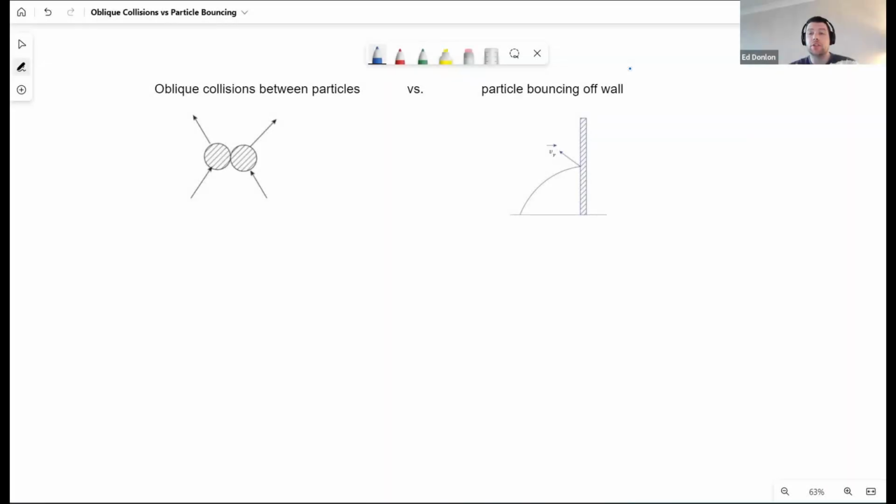Hi all, so today I wanted to give a small but important distinction between two similar looking but differently treated questions. So we're looking at questions involving particles that collide, or a particle that bounces off a boundary, such as a particle bouncing off a wall. And I just want to clarify how we deal with the coefficient of restitution in these questions.